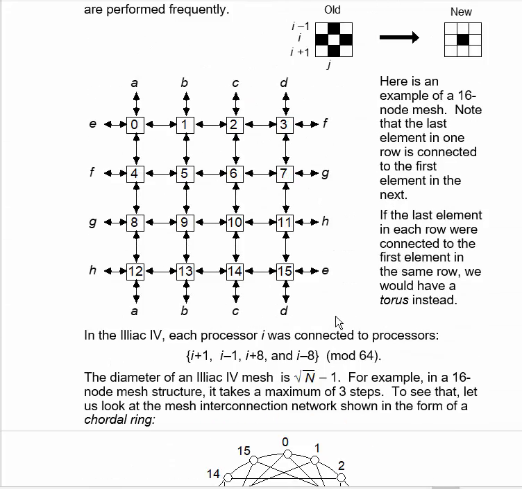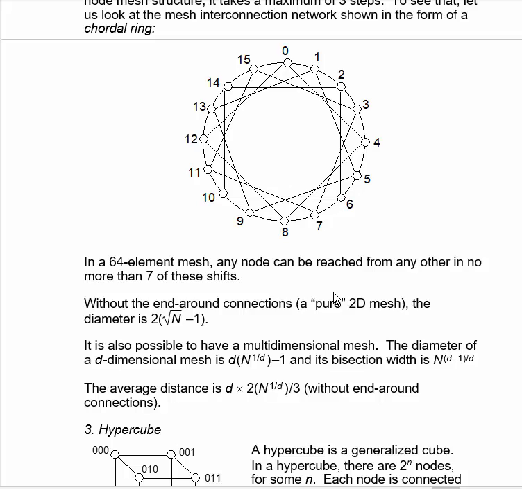And that can be seen pretty easily here. The worst case is from 0 to 15. If you don't have any of the end-around connections, you go 3 nodes across in this dimension and then 3 nodes down in that dimension, and your total distance is 2 times 3, or 6, which is indeed 2 times the square root of n, which is 4, minus 1.